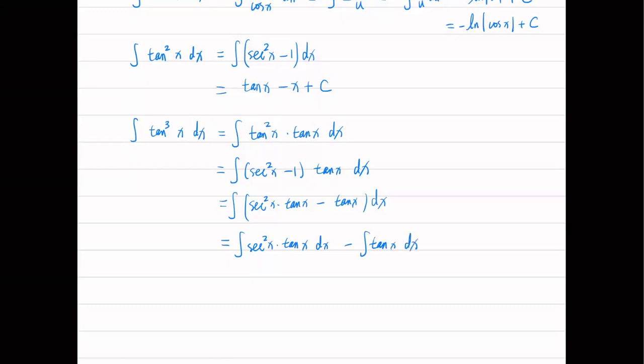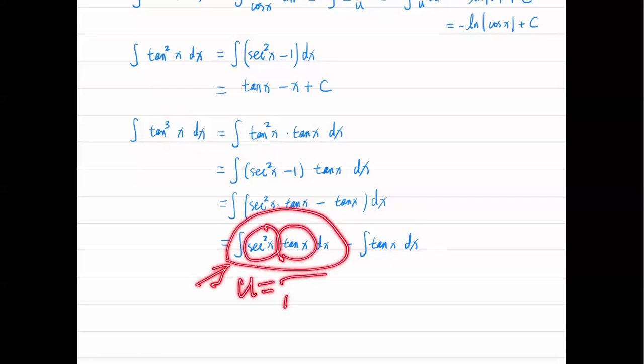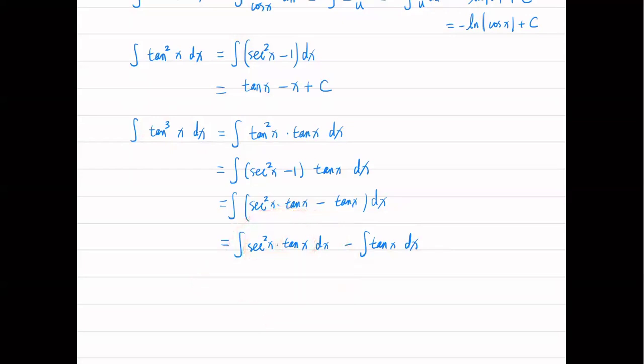Okay, now we can say from tangent cube to this integral, this integral. Let's focus on the first one. How do we integrate this? We have this secant square and I have tangent. If we want u substitution, what would be your u? Okay, so we have one candidate. For the first one, we set u equals tangent. Okay, what's the du?